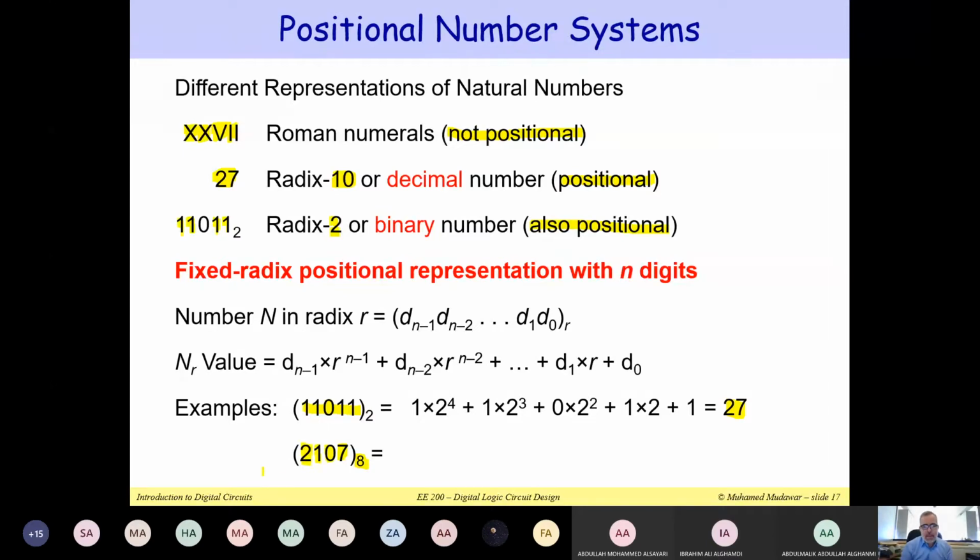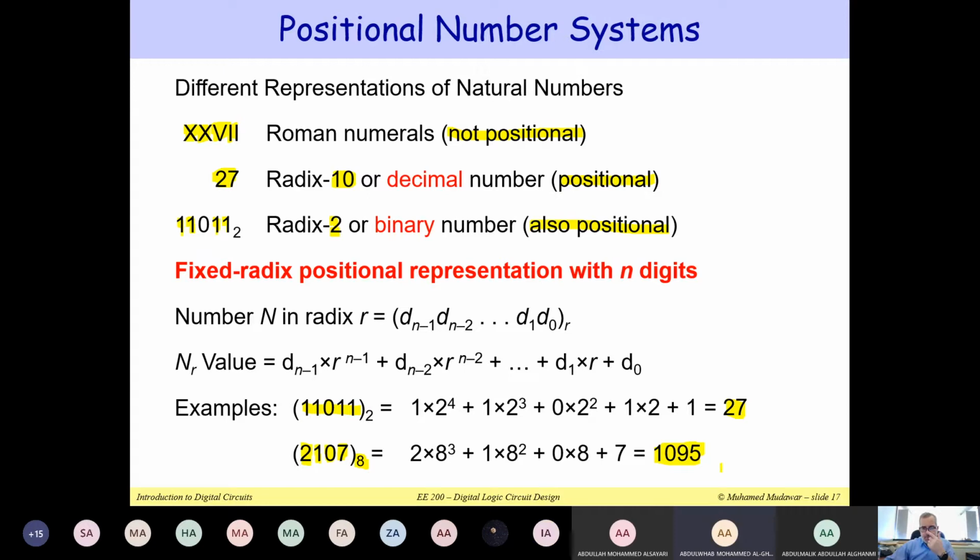It's 2 multiplied by what? 8 to the 4. 8 cubed. 8 raised to the power 3. Yes, 3, because it is at position 3. So therefore, it's 2 multiplied by 8 cubed plus 1 multiplied by 8 squared plus 0 is 7. Okay, so now the number here is 1095.